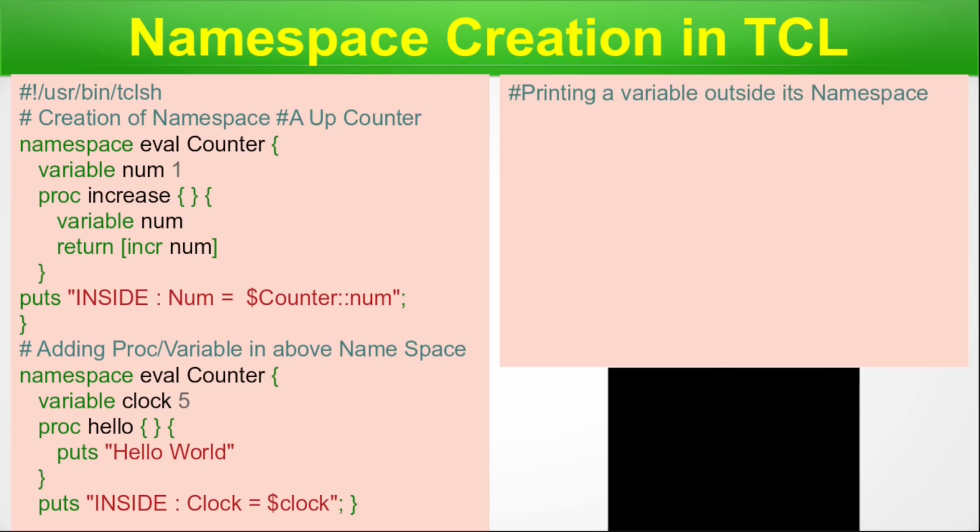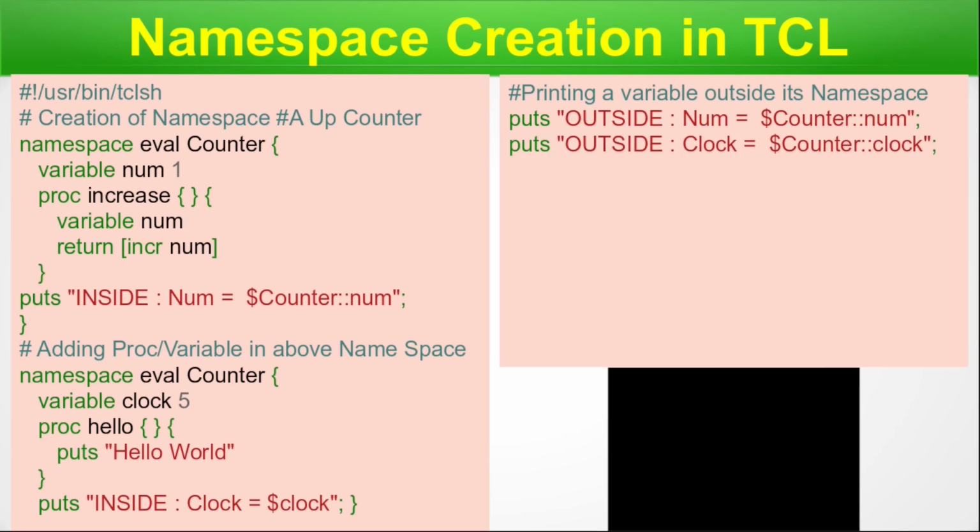Printing a variable outside its namespace. Puts outside, that is num $counter::num, and outside clock $counter::clock. So this way we give a print. Here you can see that this is the name of the namespace, and we have a hierarchy separator ::, and then we give the number, and here we give the clock. So number is defined here and the clock is defined here.